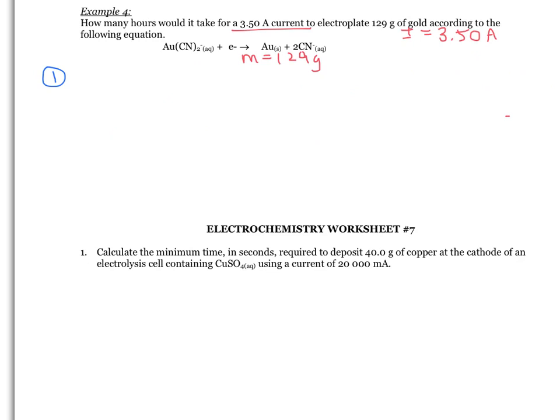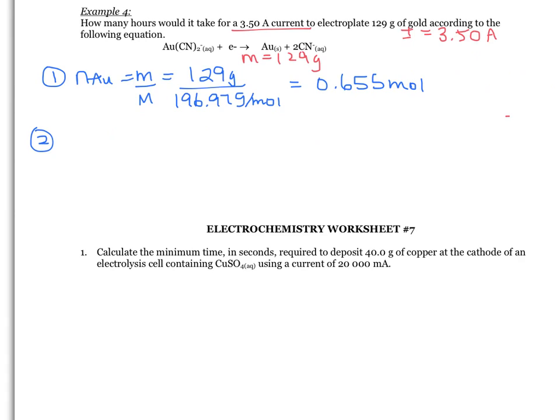So you should ask yourself, what do we have enough information to find? And considering the fact we have the mass of gold, we can find the number of moles of that using mass over molar mass. We have 129 grams. We look up the molar mass of gold on the periodic table. It's 196.97 grams per mole to give us 0.655 moles.